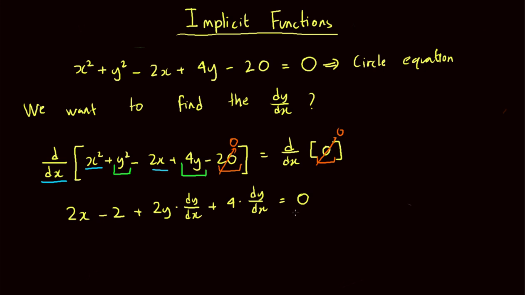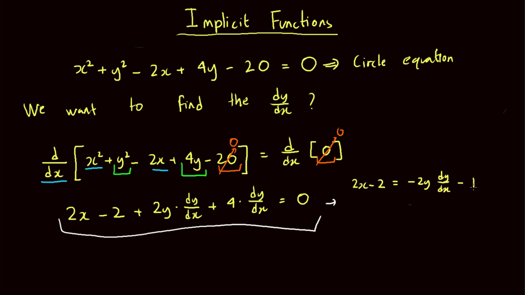Once you have your differentiation, what is the next step? Of course, we're going to rearrange the equation. So 2x minus 2 is equal to negative 2y dy over dx minus 4 dy over dx. We're going to represent it in terms of dy over dx. So it's just 2x minus 2 equals dy over dx, oops, I made a mistake here. It's not supposed to be an equal sign.